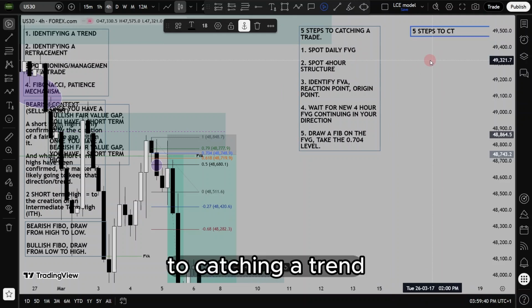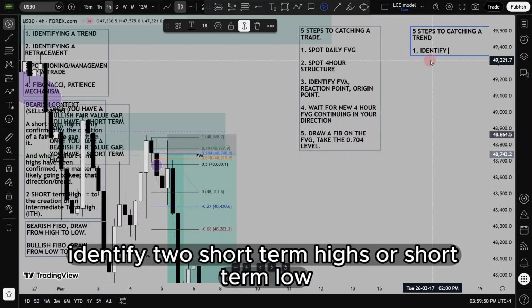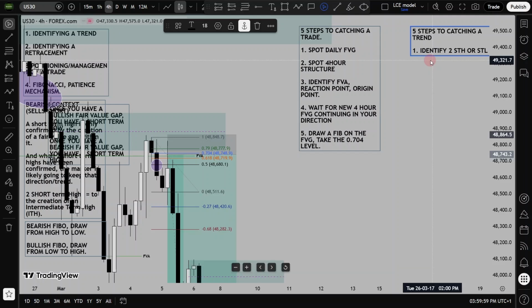To catching a trend. Number 1, identify 2 short-term highs or short-term lows on the daily time frame.